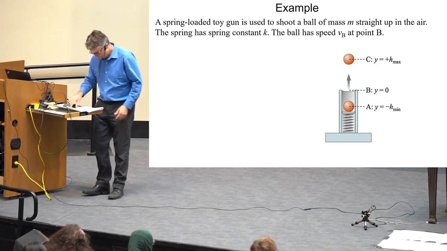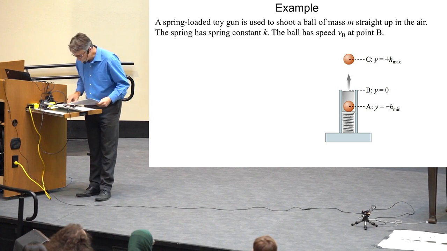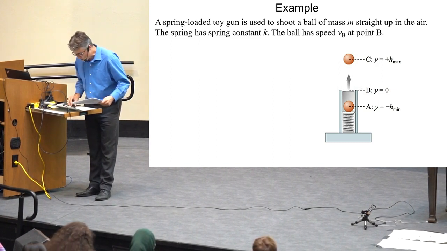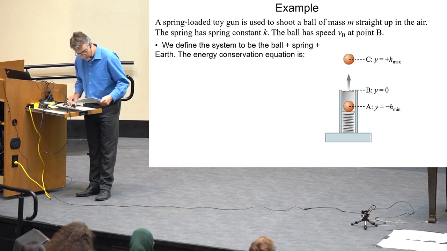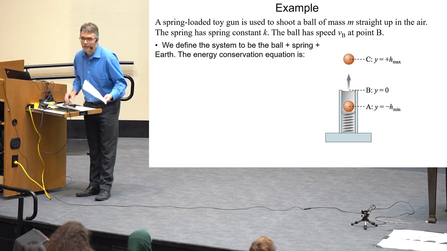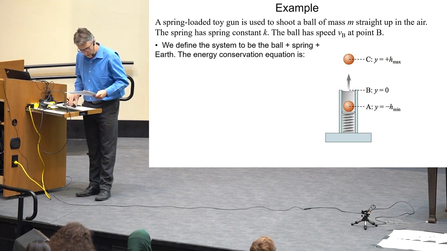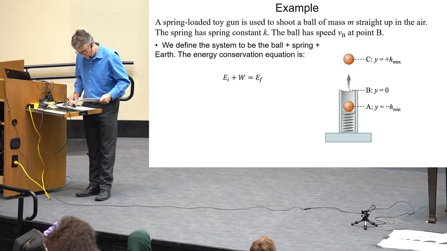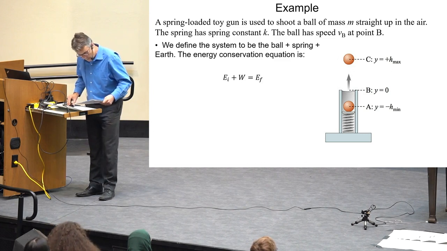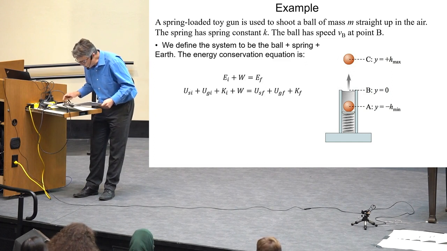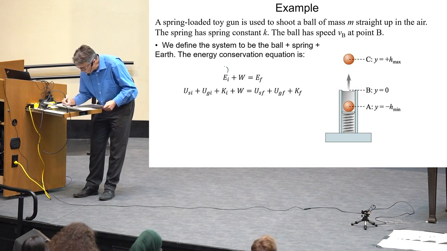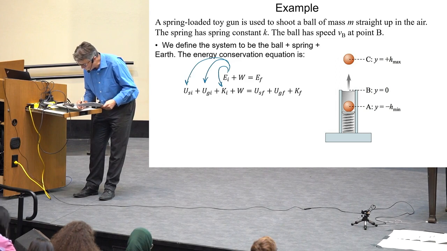Using these energy bar charts. So a spring-loaded toy gun is used to shoot a ball of mass m straight up in the air. The spring has some spring constant k. We define the system to be the ball plus the spring plus the earth, meaning we can use gravitational potential energy. There's the conservation of energy equation. And what we can do is split up the energy into its multiple parts. So energy initial goes into 3 parts: kinetic initial, gravitational potential initial, and elastic potential initial.